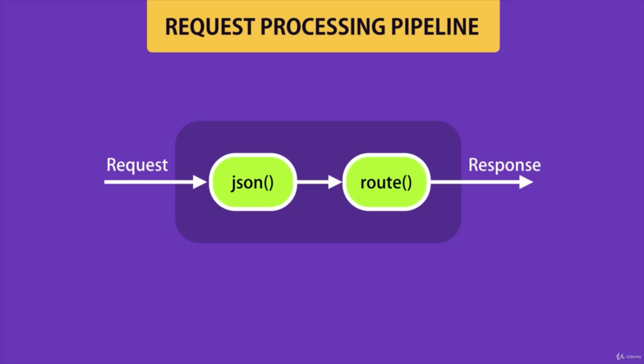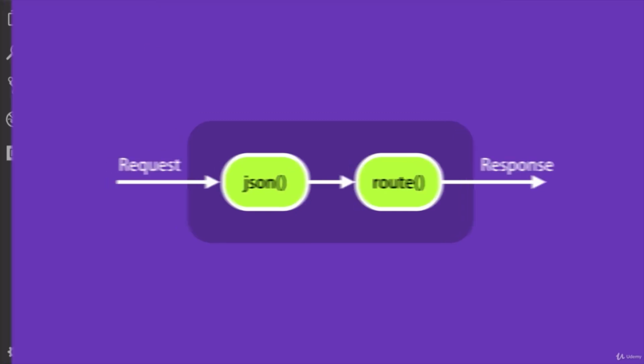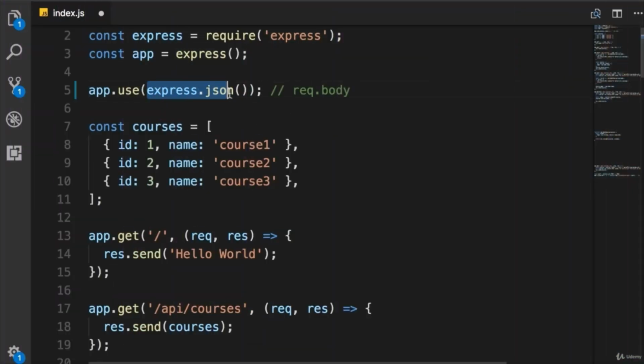In our route handler, we have the request object with the body property populated. So here we can perform some operation and then terminate the request response cycle by returning a response to the client. So Express includes a few built-in middleware functions, but we can also create custom middleware functions that we can put at the front of our request processing pipeline.